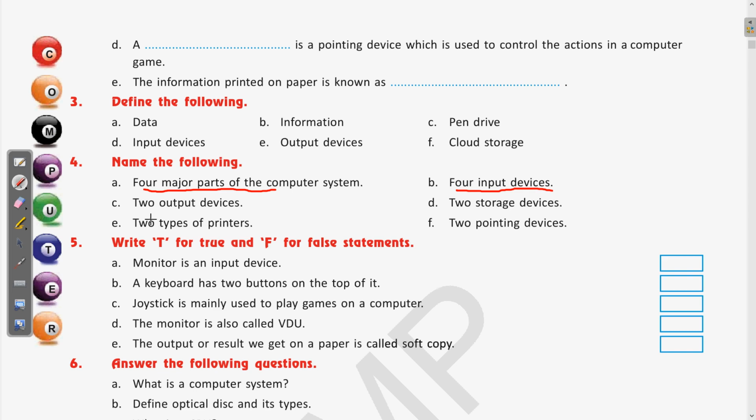Then the fourth C question, that is two output devices. So in the output devices what can you write? You can write monitor, yes or no? Monitor is an example of an output device. Then one more, you can write printer. I hope this is clear. So printer and monitor are two output devices.